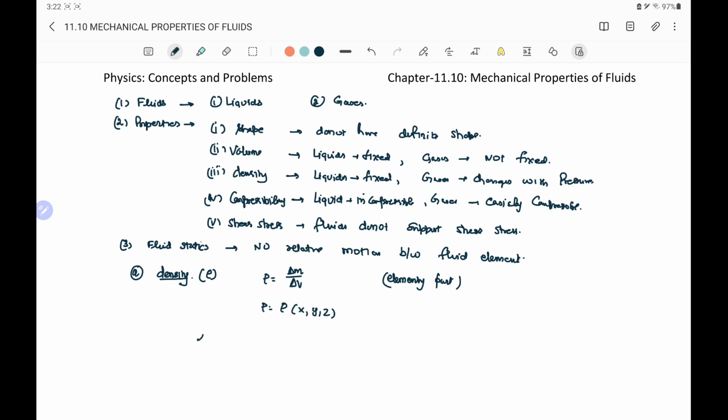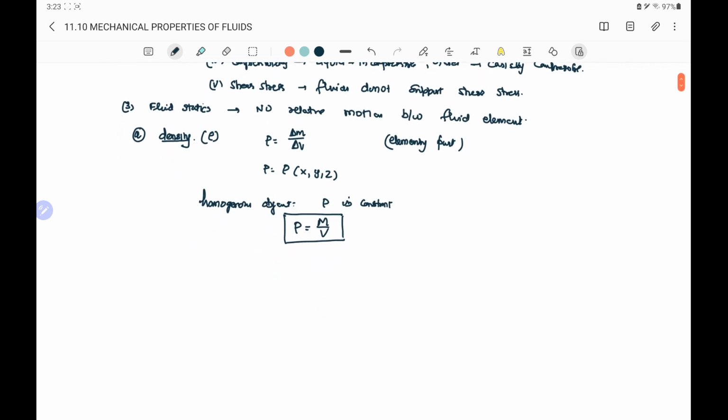In case of a homogeneous object, density will be the same throughout, that means rho is constant and independent of the position. In that case, we can write rho equal to total mass by volume. In general, we will use this definition. Density is a scalar quantity. That means it has only magnitude. It does not have direction. Its SI unit is kilogram per meter cube, and its dimensional formula is ML to the power minus 3.